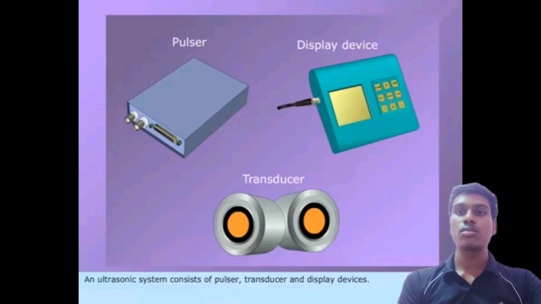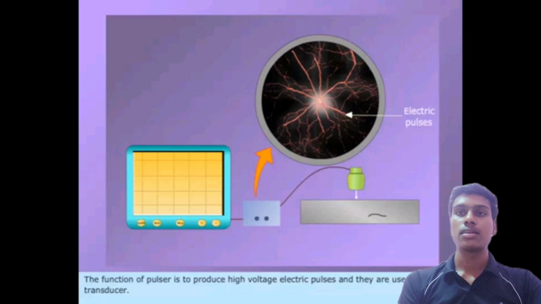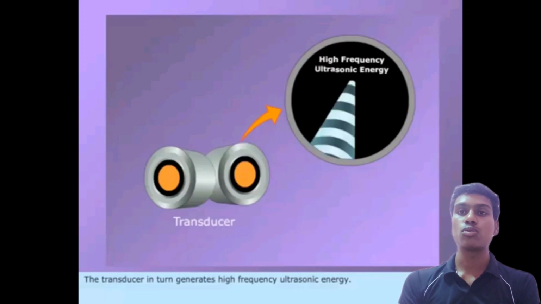the pulser. The pulser is used to create high electric pulses. With the help of the electric pulses, it transmits to the transducer, and the transducer creates high frequency waves. The third important component is the transducer. So the transducer plays a crucial role in creating high frequency waves in the material.